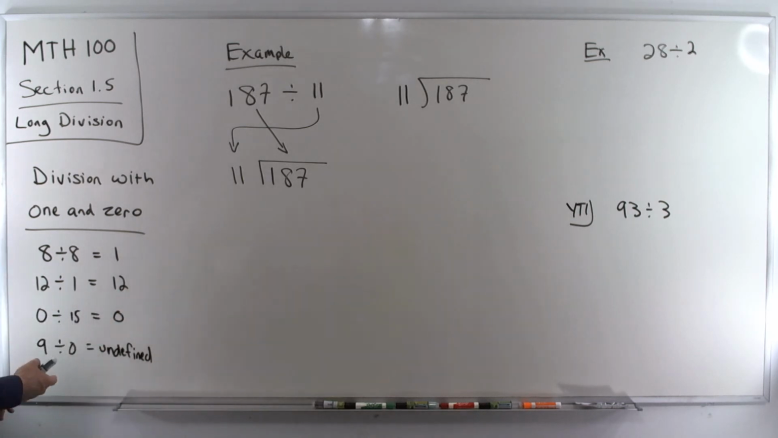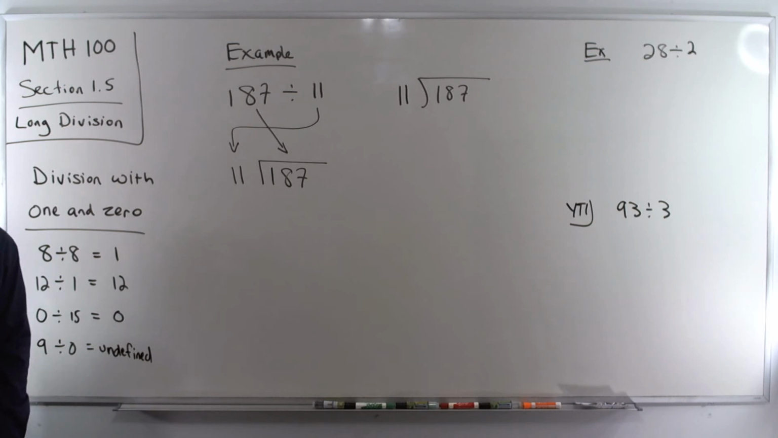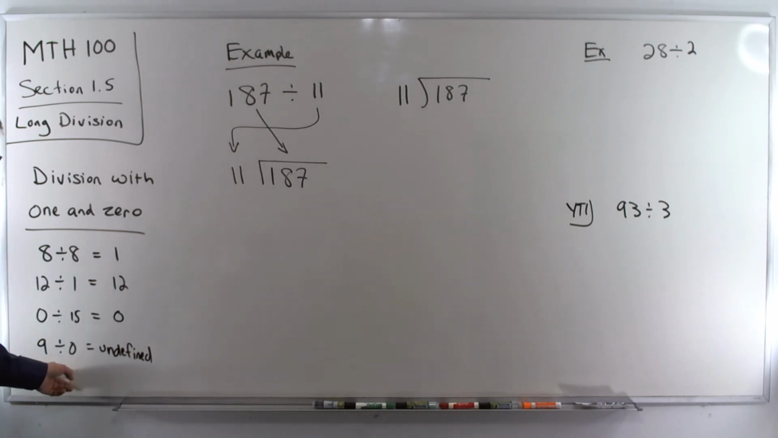Now this one, a little bit different. We have 9 objects and we want to put them into piles of 0. Well, how many piles of 0 can we make? As many as we want. So that one doesn't really have an answer. It doesn't really even make sense. So that's why we call this one undefined.